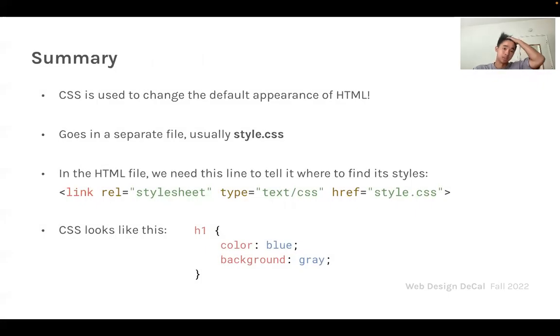Yeah, I guess the summary is that CSS is used to change what HTML looks like, because usually we don't really like looking at ugly websites. So CSS is pretty much how you style everything. You put it in a separate file, usually called style.css, and then you link it to the HTML with a link tag in the head tag of the HTML file. And this is kind of what CSS looks like, as we went over earlier.